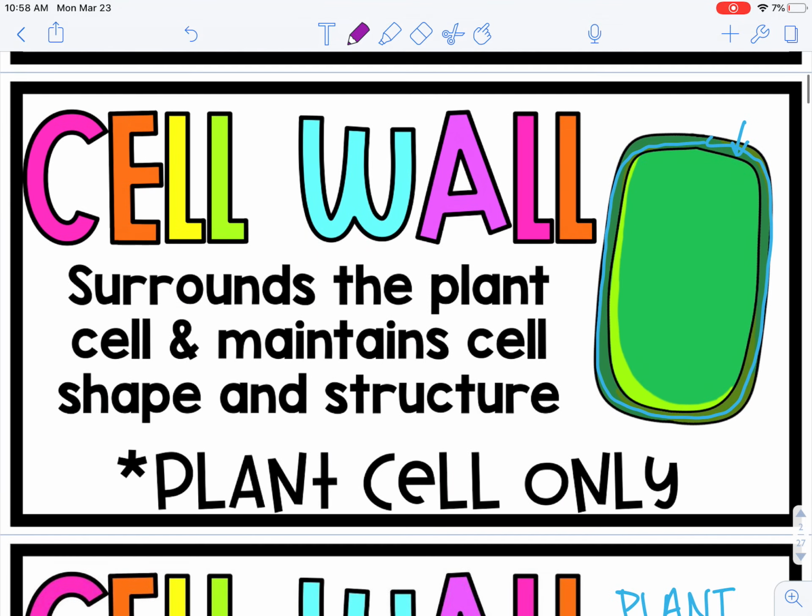So your first organelle is the cell wall. It surrounds the plant cell. I would definitely make sure that you note that it's just a plant cell. And it maintains the shape and the structure. So you'll see, as it's outlined in blue here, that greater or thicker green around the outside, that is your cell wall. So cell walls are only in plant cells, providing extra shape and structure.